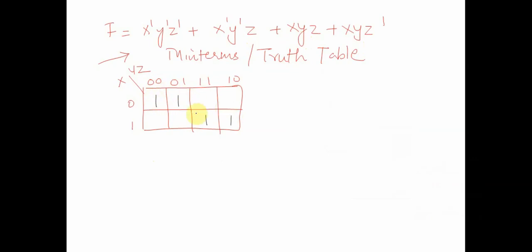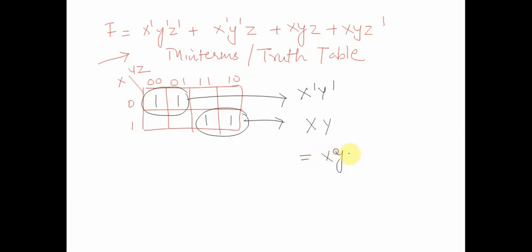So what we simply see is how many adjacent ones. This is a group of two available. Can we have a bigger group? Not yet, not right now. So this is one group. This is another group. This group corresponds to what? x remains constant, x bar. And over here, did anything remain constant? Yes, y bar. Similarly, what remains constant over here? x and y. So what is this? xy plus x bar y bar.